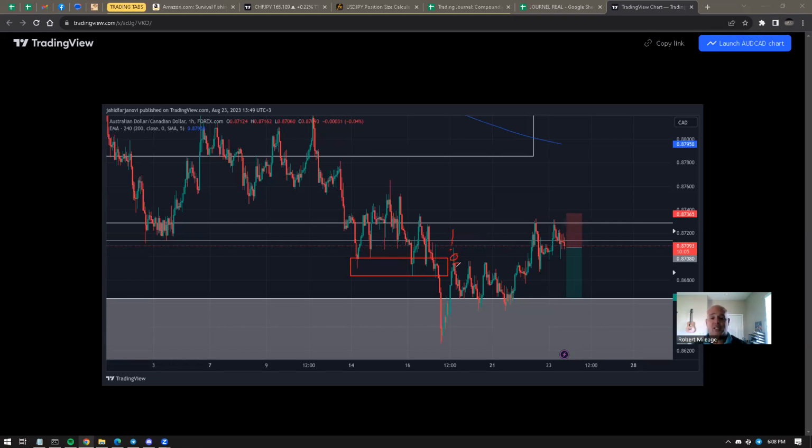I'm going to use price to tell me where my invalidation, where my stop loss should go. So now, given, let's say that stop loss and entry there, 1-to-1 is probably right about there.